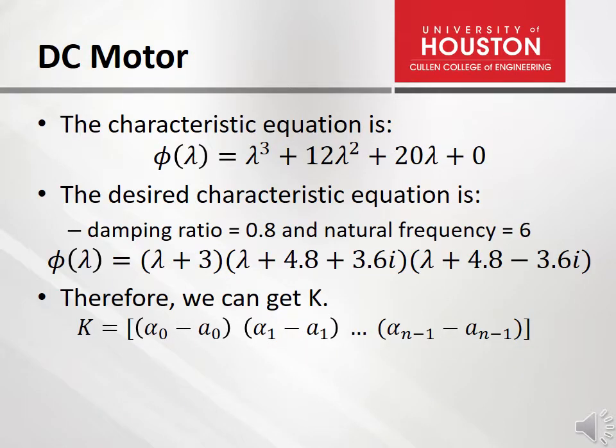In this DC motor application, we have the characteristic equation as above. Now, if we set the damping ratio equal to 0.8 and the natural frequency equal to 6, we can get the desired characteristic equation by substituting the given values of the damping ratio and the natural frequency. Therefore, we can get the gain matrix K by the following equation.